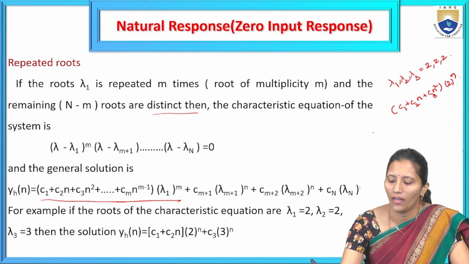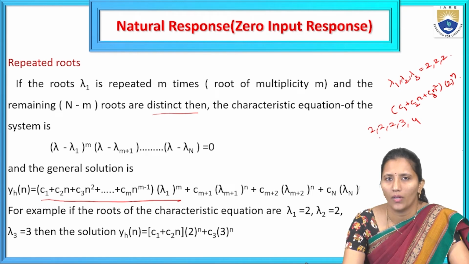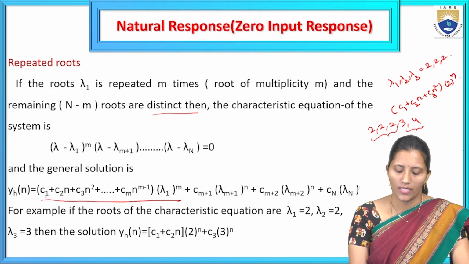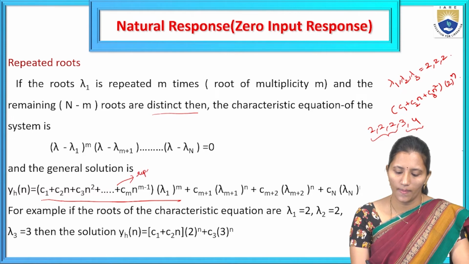That is nothing but, for example, my roots for the characteristic equation are 2, 2, 2, 3, 4. If I have repeated roots as well as distinct roots, the homogeneous solution is written as c1 plus c2 n plus c3 n square plus up to cm n power m minus 1, into lambda 1 power n. This is for the repeated roots.